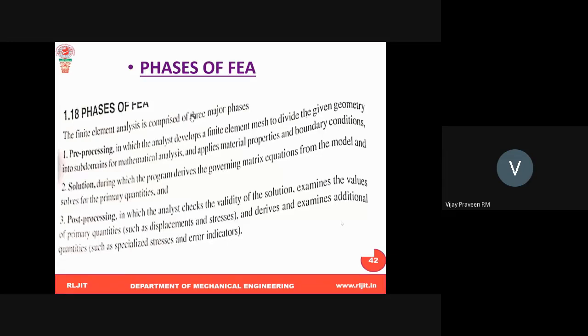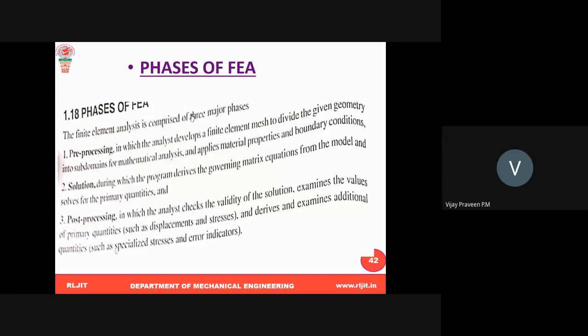That is the microprocessor, the brain of the computer, that will do it. Then finally, once the result is done, we view it, and that is known as post-processing. Whatever we gave, the computer solved, and we see the result through graphical representation. We analyze and validate whether the result came out rightly and as expected. The analyst checks the validity of the solution, examines the values of primary quantities, derives additional quantities, and checks for errors, where there is more stress, where less stress, whether it is right or not.